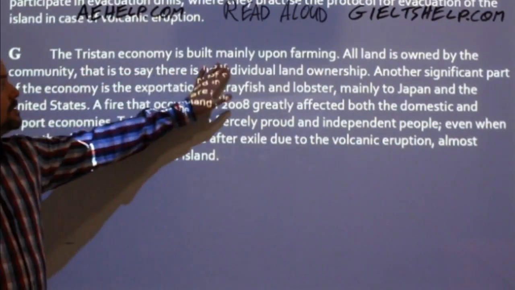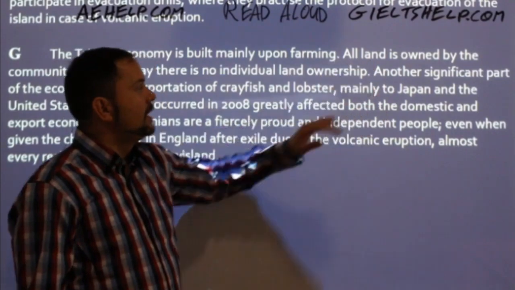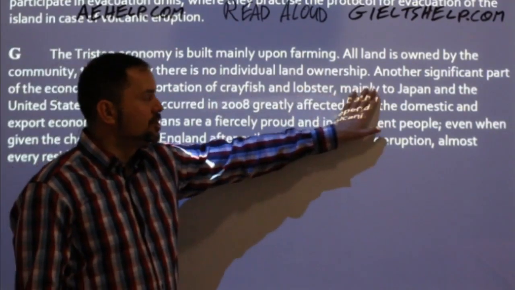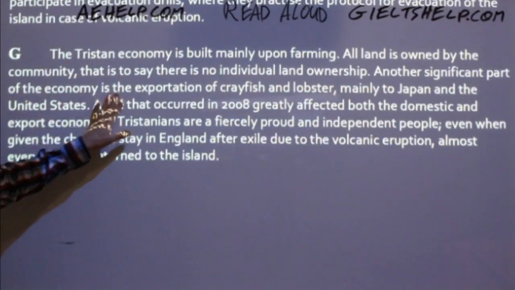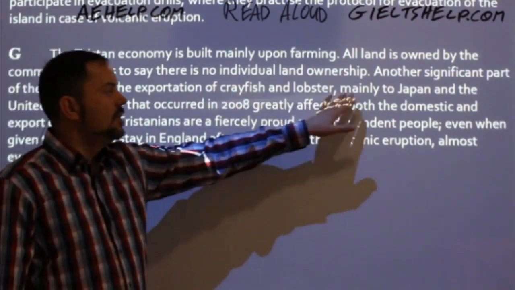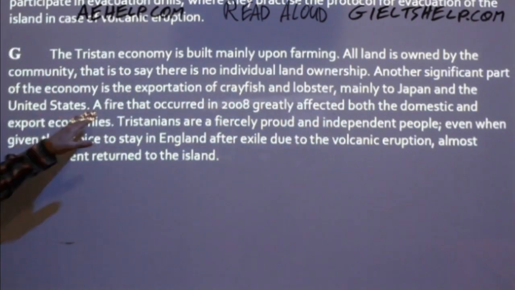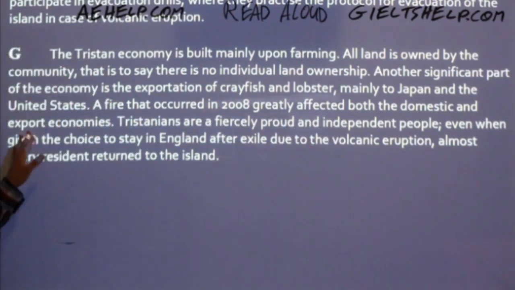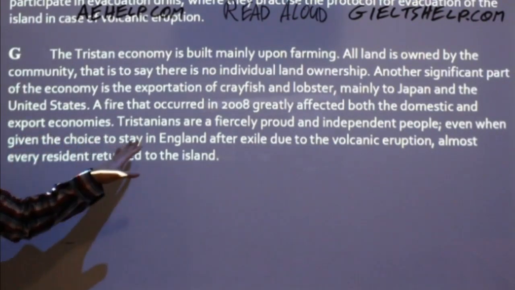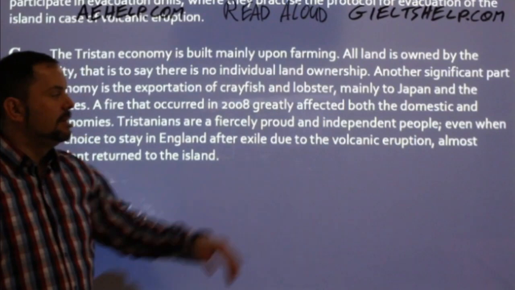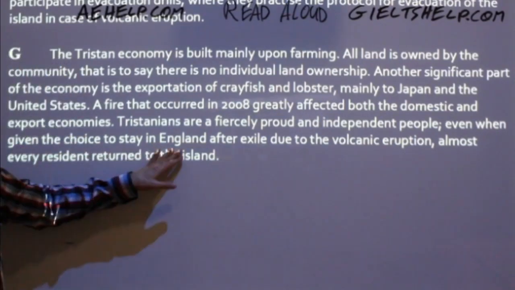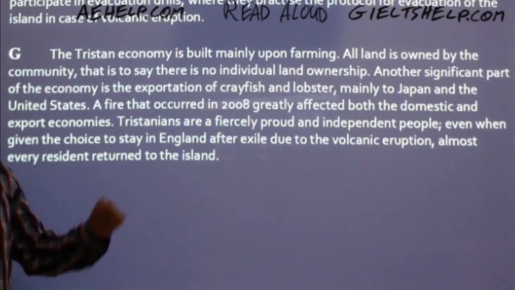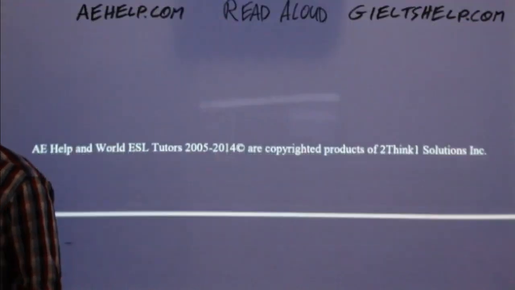The Tristan economy is built mainly upon farming. All land is owned by the community. That is to say, there is no individual land ownership. Another significant part of the economy is the exportation of crayfish and lobster, mainly to Japan and the United States. A fire that occurred in 2008 greatly affected both the domestic and export economies. Tristanians are a fiercely proud and independent people. When given the choice to stay in England after exile due to the volcanic eruption, almost every resident returned to the island. Awesome.